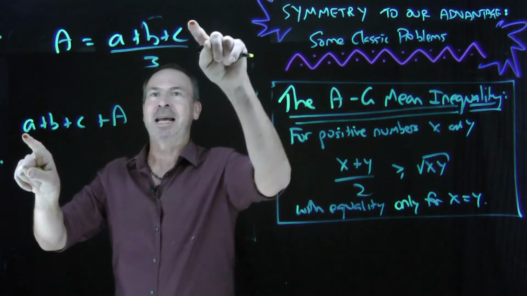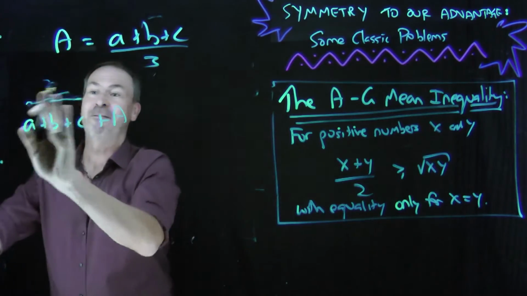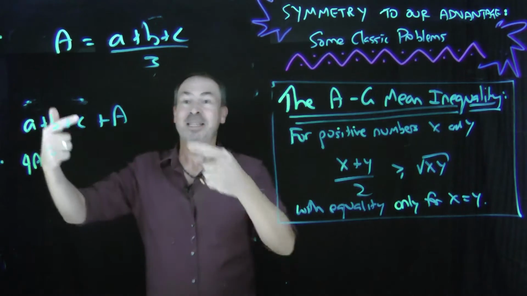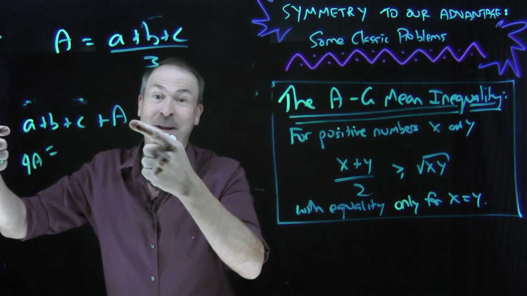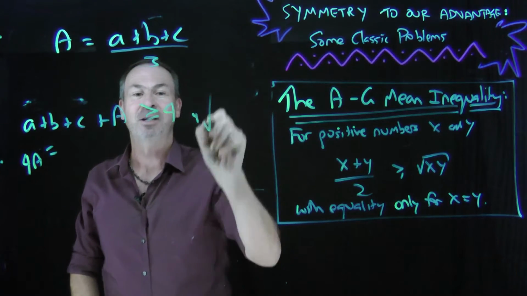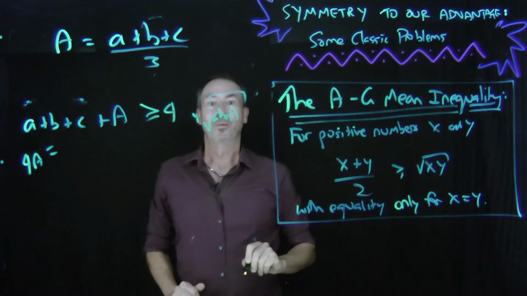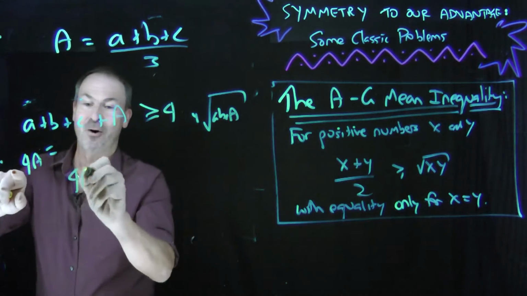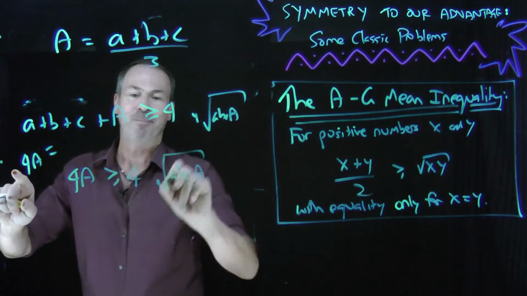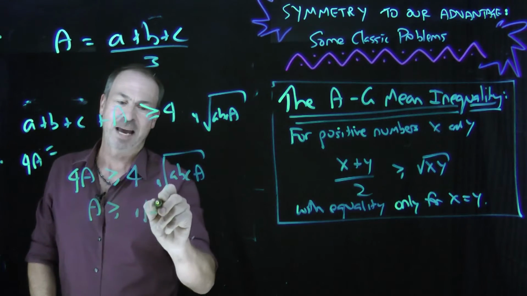A plus B plus C, that's actually 3 A's right there. Plus another A means this is actually 4 A's. We just did the four-dimensional version of the arithmetic geometric mean inequality. We know that's greater than or equal to 4 times the 4th root of A, B, C, A. Whoa! So I've just got that 4A is greater than or equal to 4th root of A, B, C, A. Divide both sides by 4. A is greater than or equal to the 4th root of A, B, C, A.